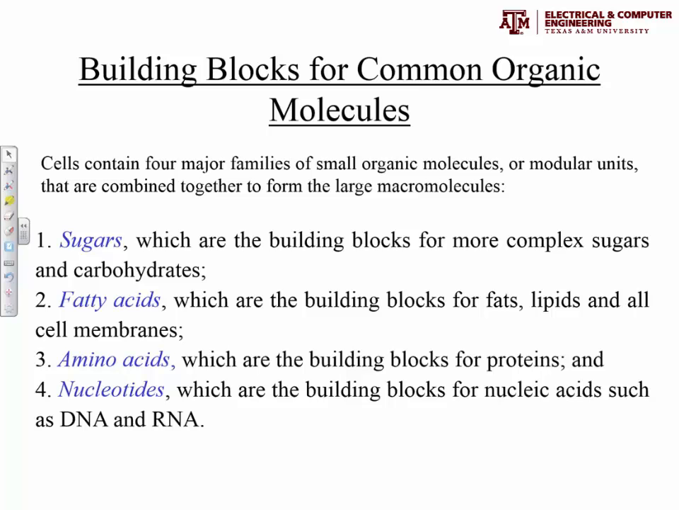One class of molecules are what are called sugars, which are the building blocks for more complex sugars and carbohydrates, and we'll get to that in a moment. Then we'll also look at fatty acids, which are the building blocks for fats, lipids, and all cell membranes. Then we look at amino acids, which are the building blocks for proteins. And then we look at nucleotides, which are the building blocks for nucleic acids such as DNA and RNA. Right. So that's what we are going to consider in this chapter.